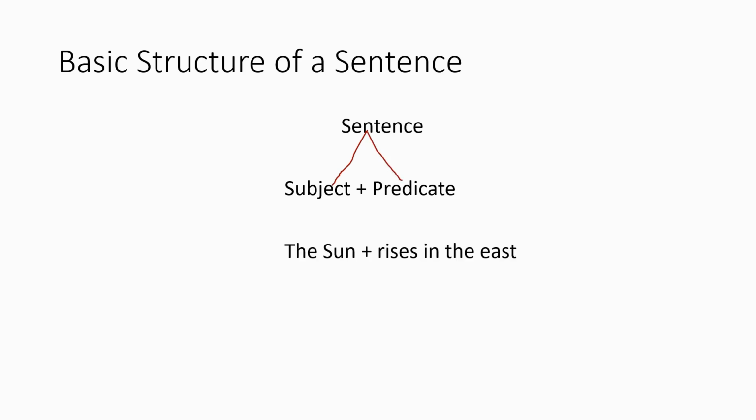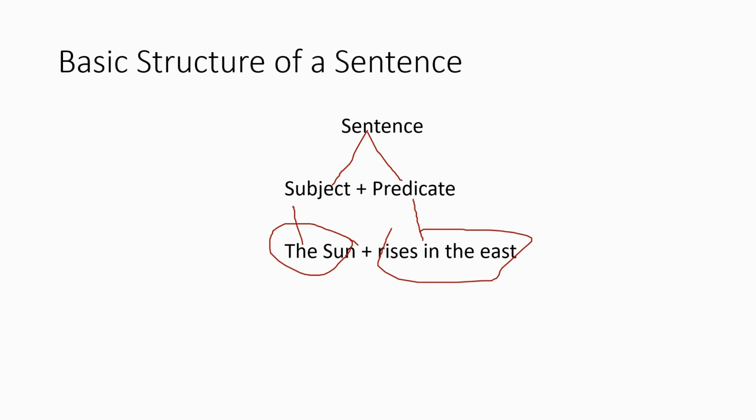Let's take an example. The sun rises in the east. In this sentence, the sun is being talked about. What does the sun do? It rises in the east. So the sun is a subject and rises in the east is a predicate.